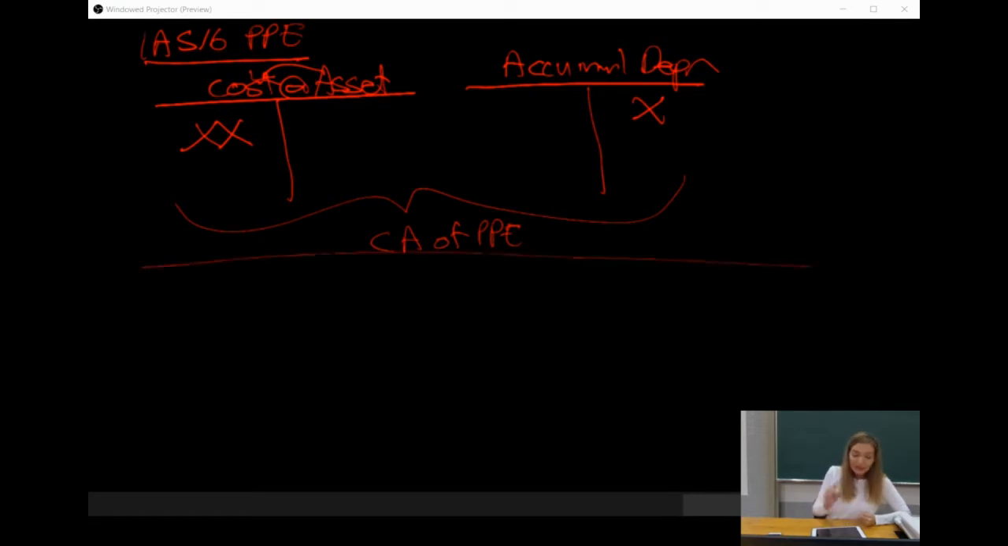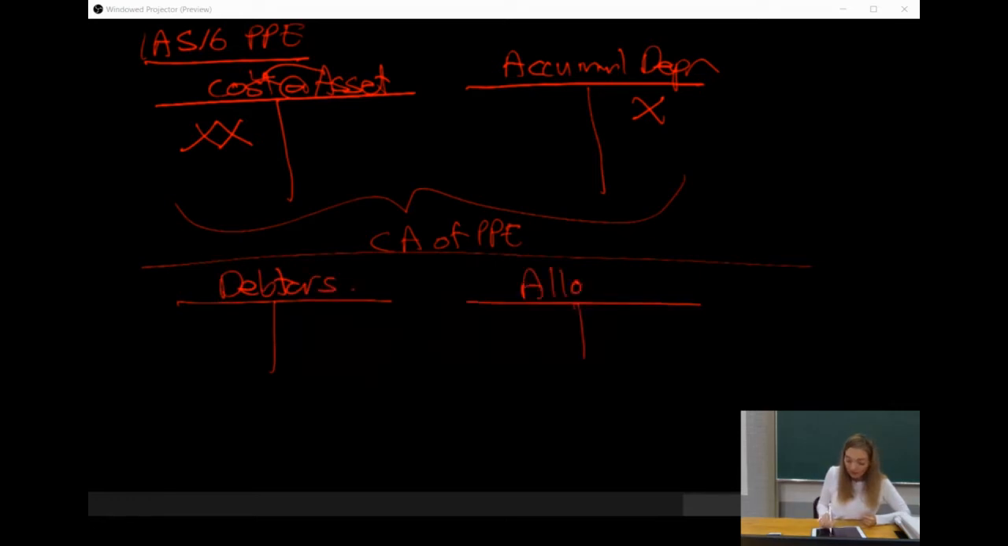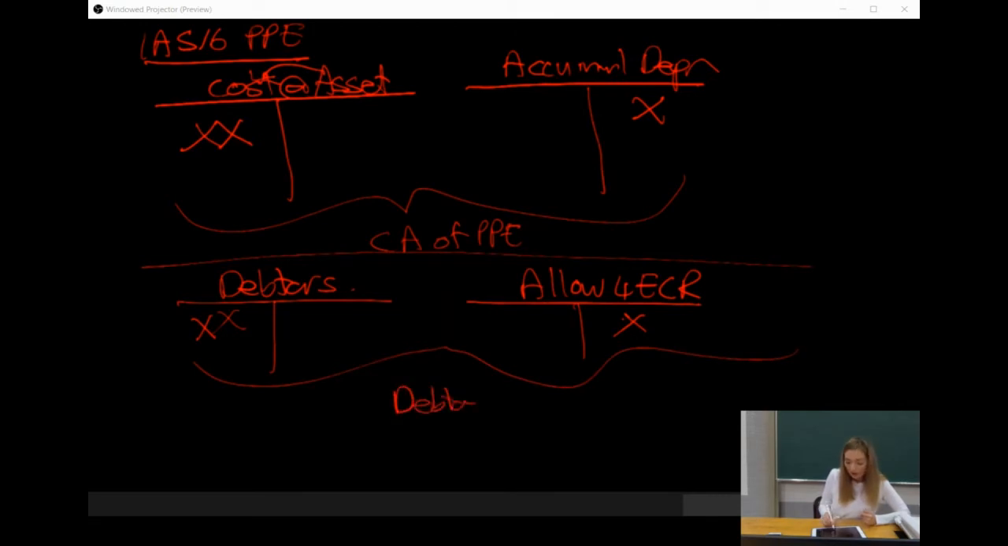Okay. We have the same thing for financial assets, where we have our debtors, our gross debtors, and we have our allowance for expected credit losses. The debtors will always have a debit balance, the allowance for expected credit losses will have a credit balance, and the net of these two accounts will give me my debtors balance on my SFP.